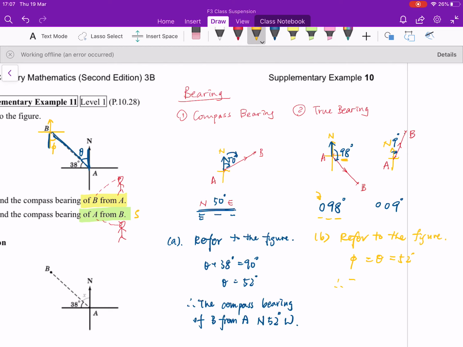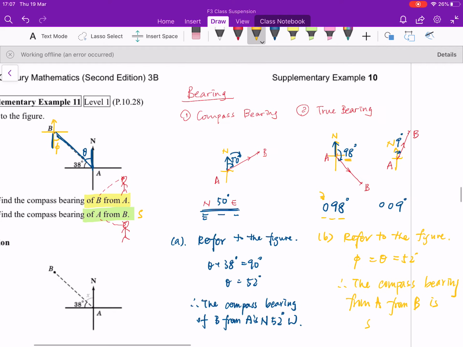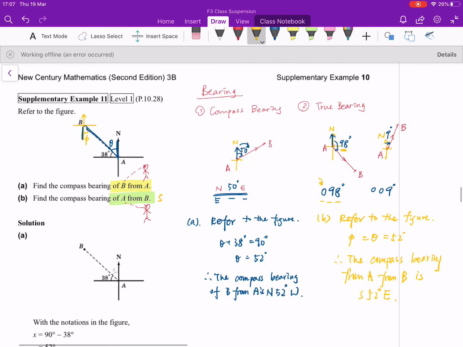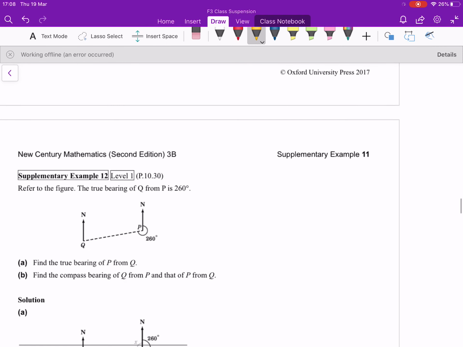Therefore, the compass bearing of A from B is, I missed the word "is" here. This time start at south direction and then turn your head 52 degree eastward. Then you can look at A when you're standing at B. So the bearing should be S 52 degree E. So this is a simple example. Hope you can understand it.